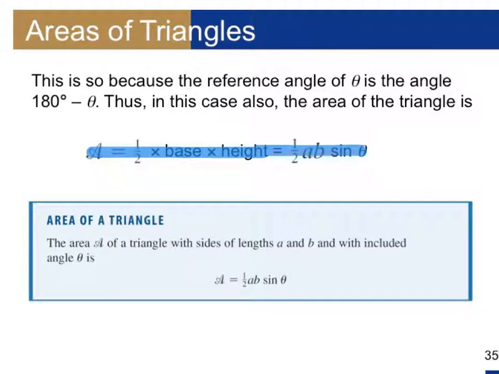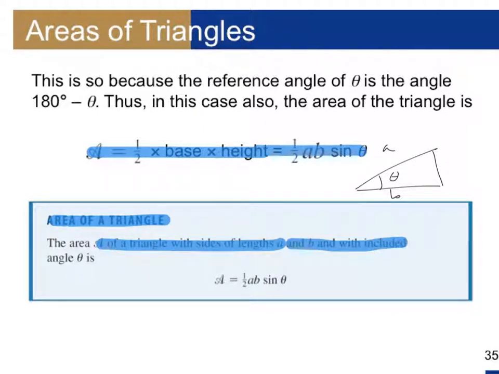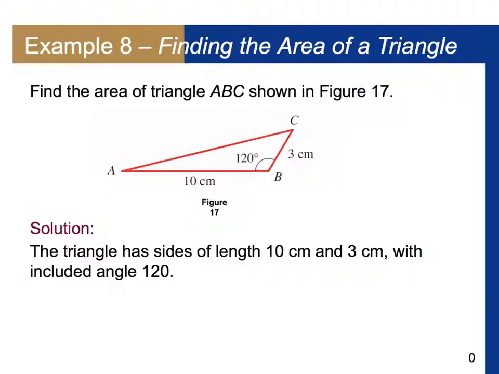theta, where again we have A and B as two sides of a triangle. Here's our A, here's our B, and it doesn't matter where your A and B are. You can just do that, where you have the angle in between A and B. So it doesn't matter if B's on the base or not. It doesn't have to be. So there's our area of a triangle formula: sides of lengths A and B with included angle theta, that means the angle between them, is 1/2 AB sine of theta. Okay, so let's do an example.